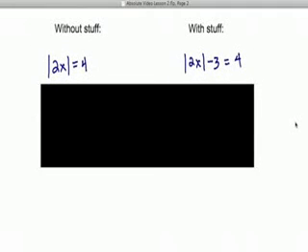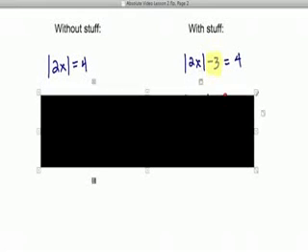So take a look at the one on the left. Take a look at the one on the right. And as you can see, it's got this stuff, this minus 3 kind of hanging out over there. This one doesn't have it. This one does, and that makes them different. Okay, everything else is the same except for that. And let's look at the next one.